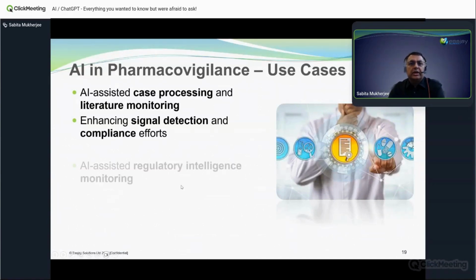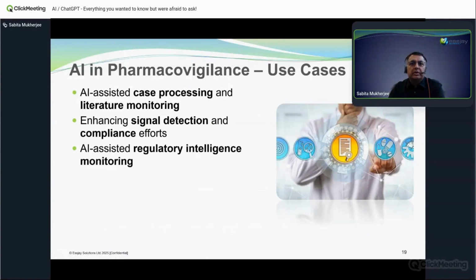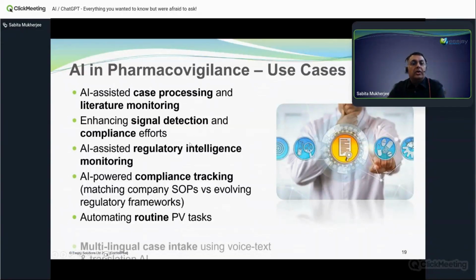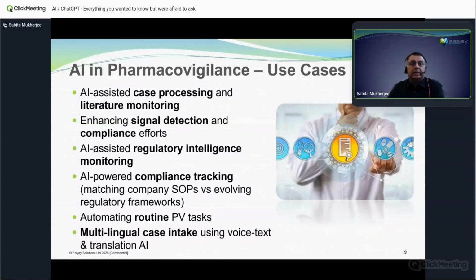AI is being used in regulatory intelligence monitoring in terms of keeping track of global safety regulation changes. It's also being used for AI-powered compliance tracking, i.e., matching company SOPs versus evolving regulatory frameworks. By automating routine tasks, AI allows professionals to focus on higher value activities. There are also early examples of multilingual case intake using voice to text translational AI.